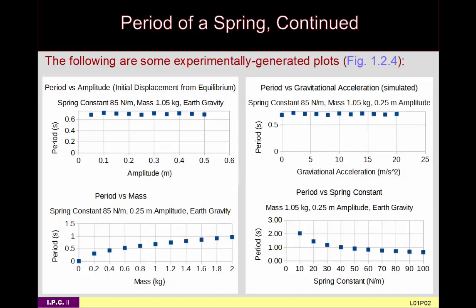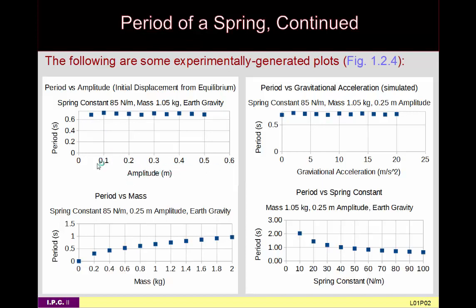Basically, the way that I'm going to go about this is I make a set of plots like what you see here. So these are mostly experimentally generated. Of course, I had to do the simulation for gravitational acceleration versus period, but the rest I can do experimentally in a lab. Basically, you vary one parameter at a time while holding all the other parameters constant, and you see how long is the period of oscillation versus whatever parameter that you're varying.